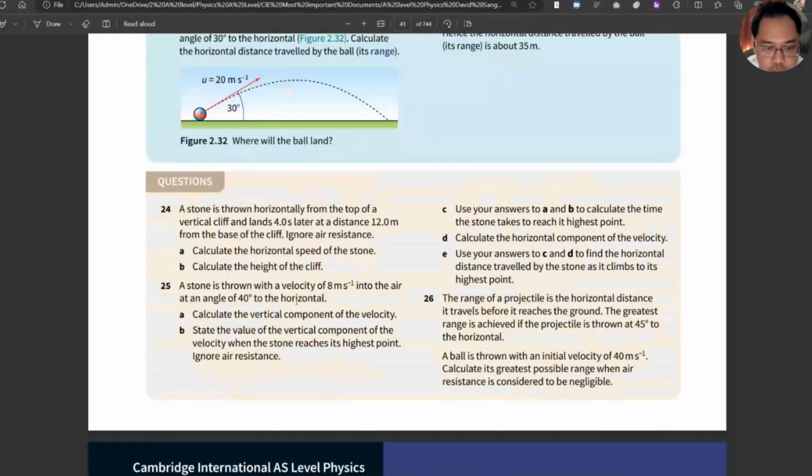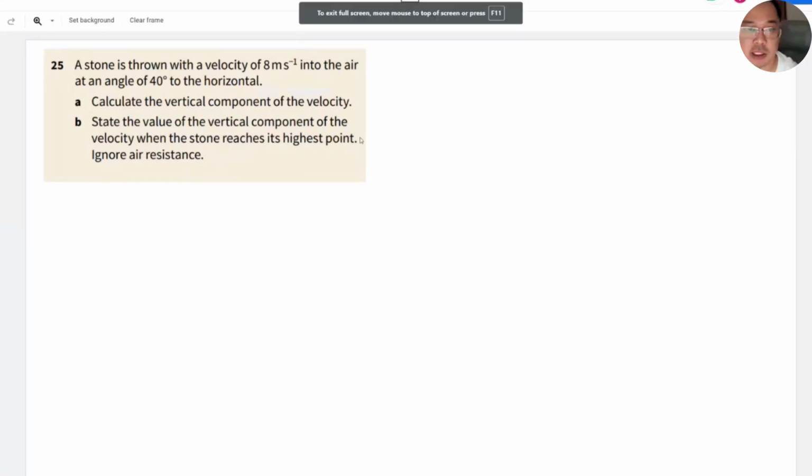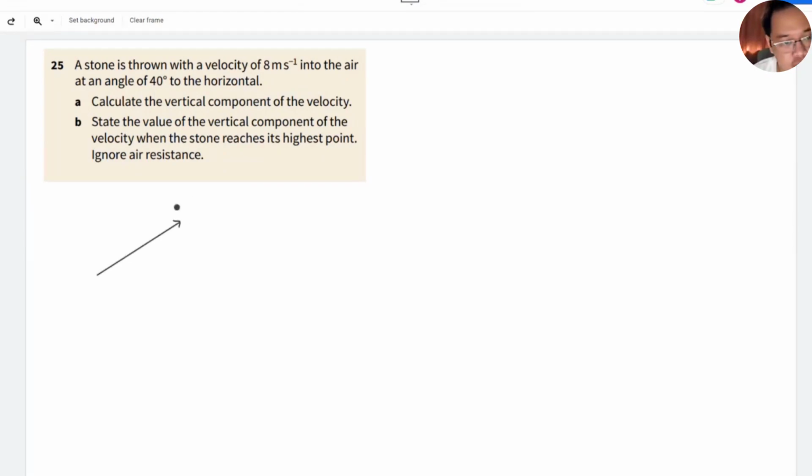Stone thrown horizontally with the velocity to the air. Okay, do this one. Thrown with velocity 8 meters per second into the air at an angle of 40 degrees to the horizontal. Here, 40 degrees. Initial velocity u makes an angle of 40 degrees to the horizontal. Calculate the vertical component of velocity.